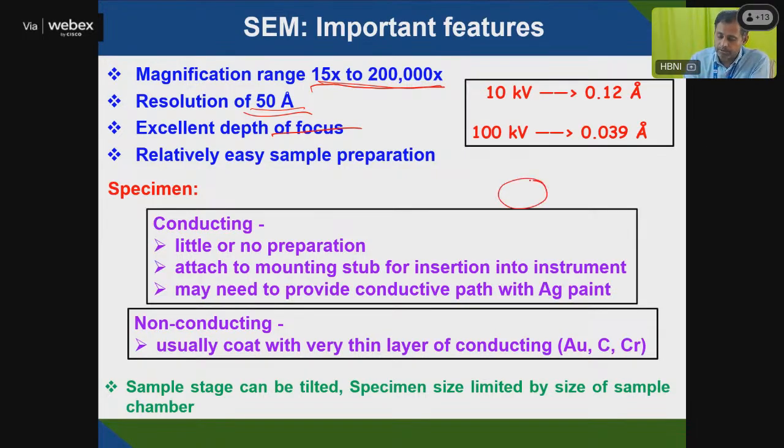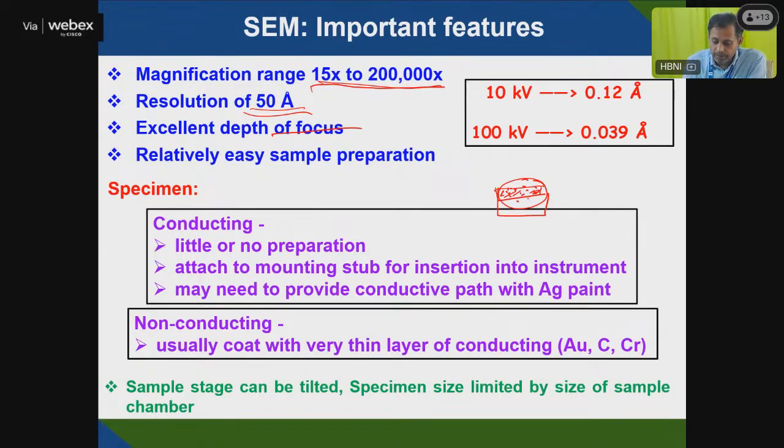You get a brass stub like this type of stub. On that, the powder, you can directly disperse in acetone and drop cast here. Or otherwise, you can put your powder directly on double-sided carbon tape. On that carbon tape, you can put your sample here.